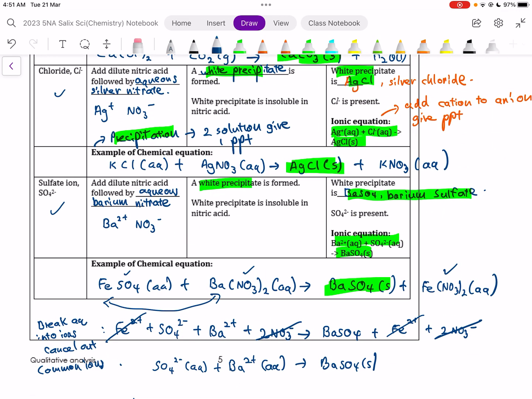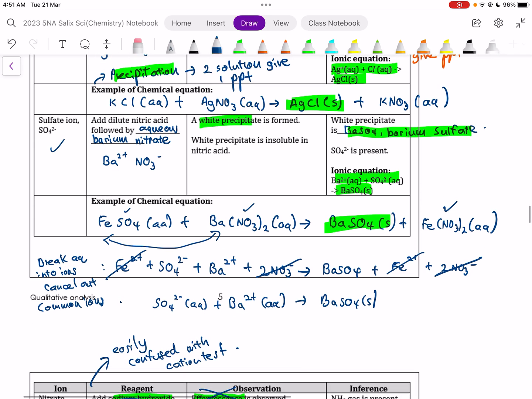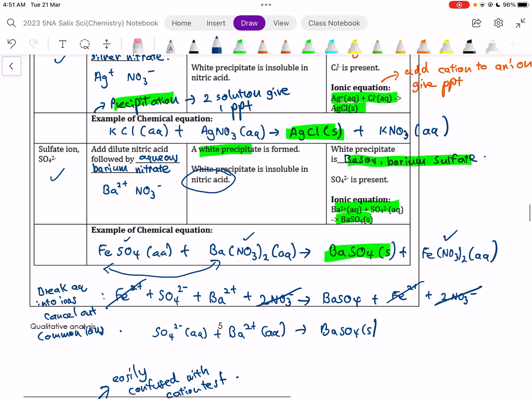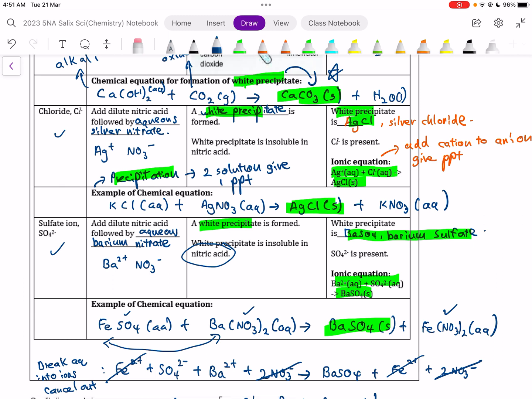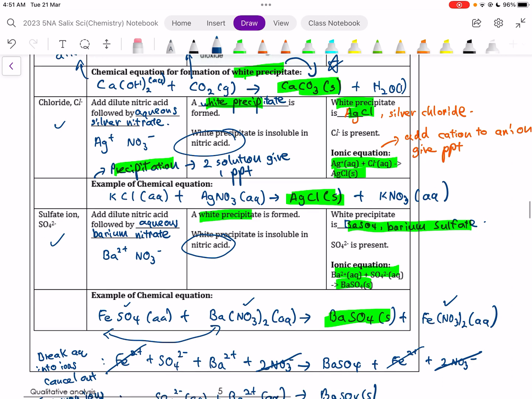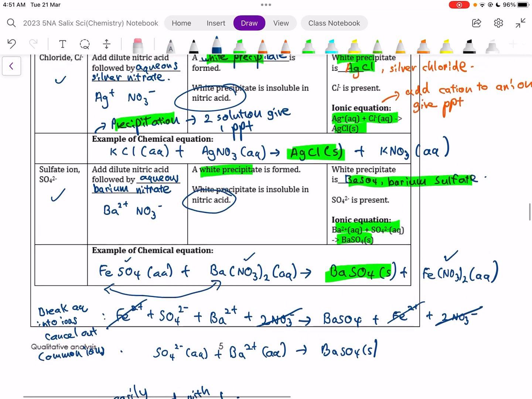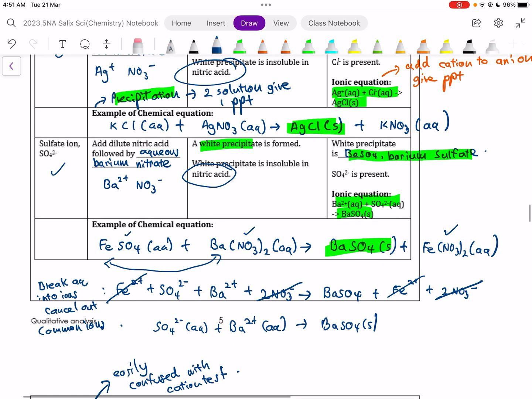One thing I forgot to tell you, but they seldom ask on this, is how come you need to add nitric acid. You notice there's nitric acid that I add, but somehow in the equation there's no nitric acid. It is kind of weird, right? I add nitric acid, but in the equation there's no nitric acid. So what do you actually add it for?